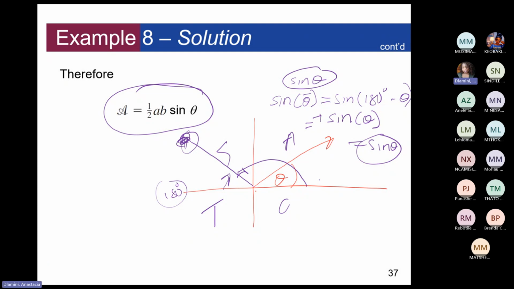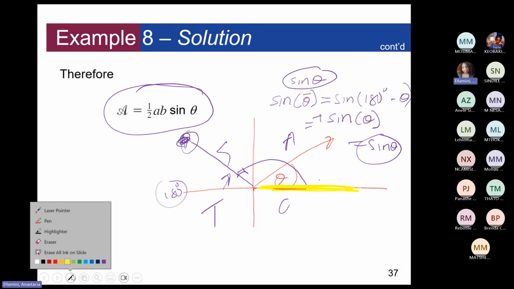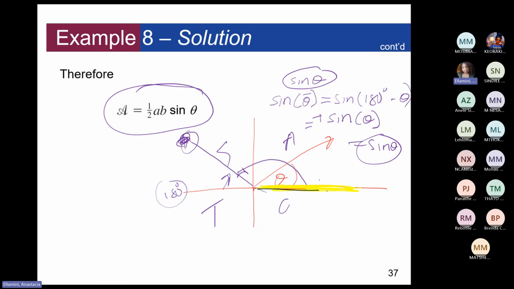All your triangles will start here. Do you see that on the yellow part? Yes, ma'am. That's the base of the triangle, isn't it? Let me choose this color. This is the base of your triangle. Are we all together? Yes, ma'am.